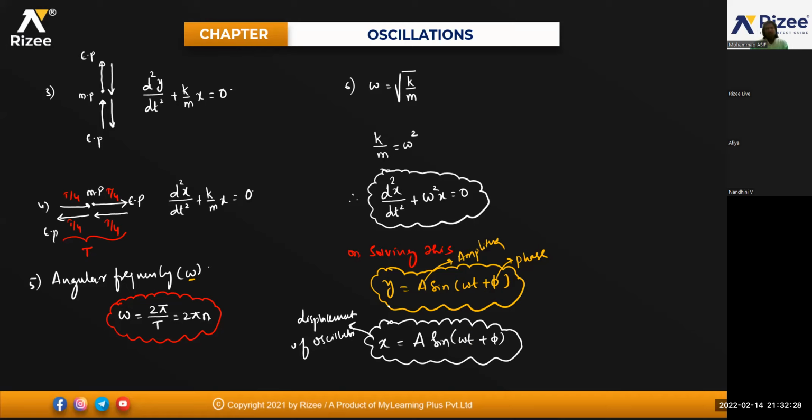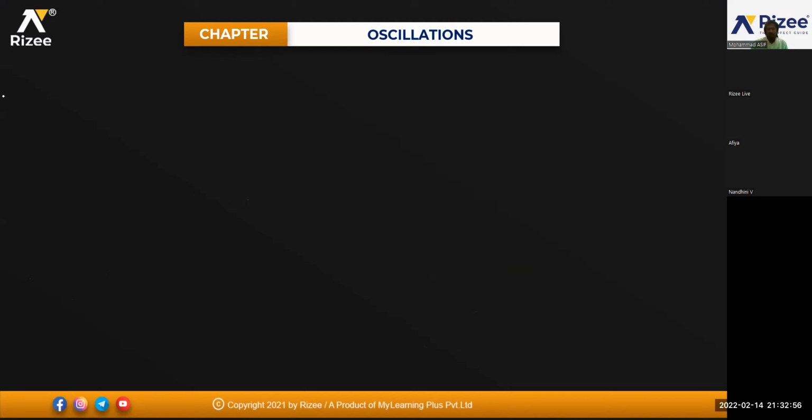So these are some of the standard formulas which you need to remember. Angular frequency omega is equal to 2 pi by capital T. In the standard equation in SHM, along the x-axis, it is d square x by dt square. Solving this, we get the basic equation y equals a sine omega t plus phi, where a is amplitude. In the x coordinate, x equals a sine omega t plus phi. X is nothing but displacement of your oscillator. Clear? Next one.